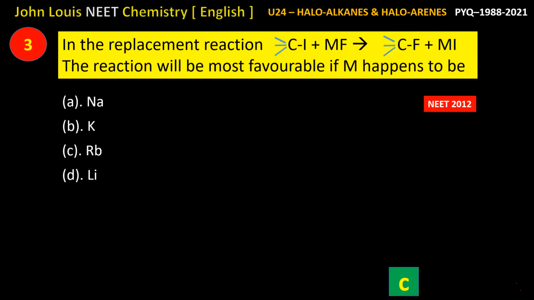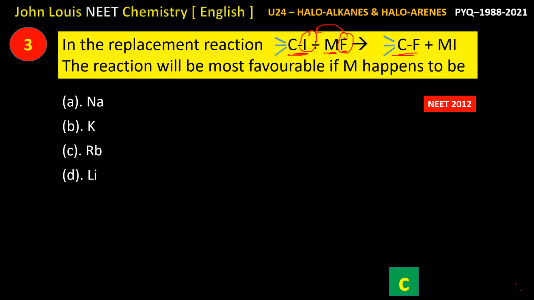The replacement reaction of tertiary halide. This is tertiary halide, tertiary iodide plus MF. M can be any metal, then metal fluoride gives again the tertiary halogen compound. Here the fluorine is replacing the iodine, or the iodine is replaced by this fluorine. This is the reaction. So what is the question now?